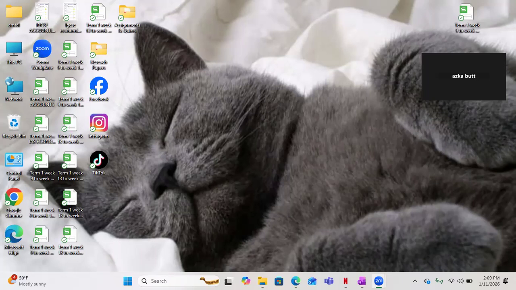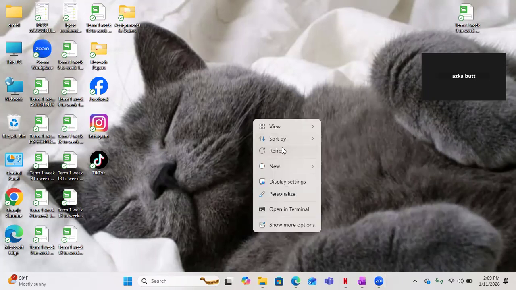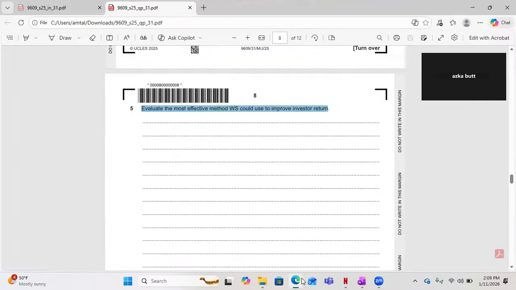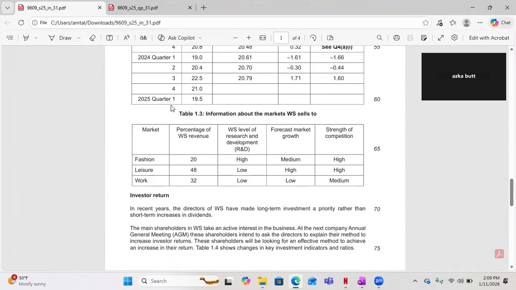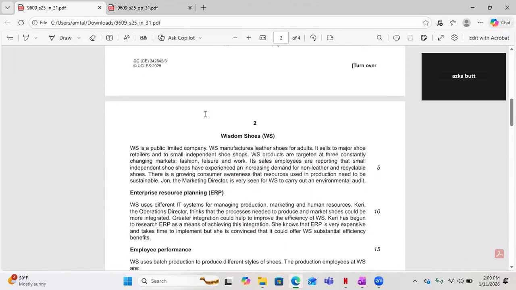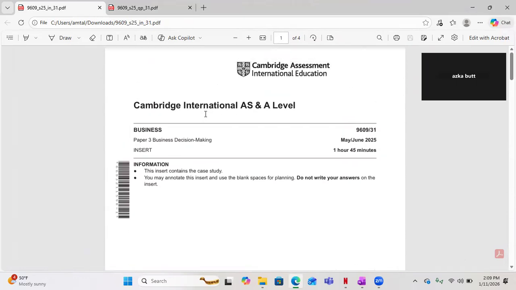Okay. So students, today we are going to see the A levels business paper again. And this time I'm going to solve paper 3. As you can see, this is paper 3, variant 1, May June 2025. So this is your case study, Wisdom Shoes. You need to read the full case study, students, and after that please come to the video and watch it.